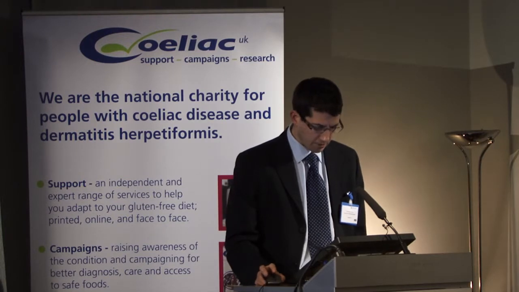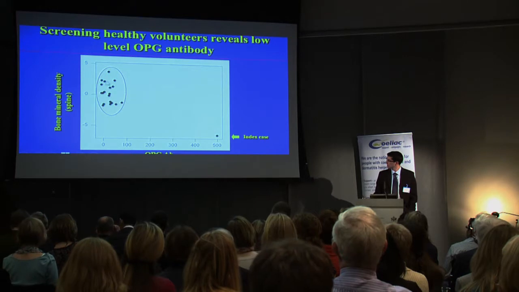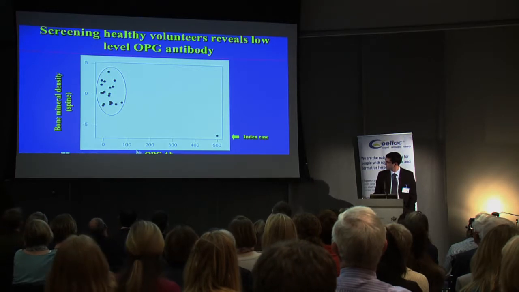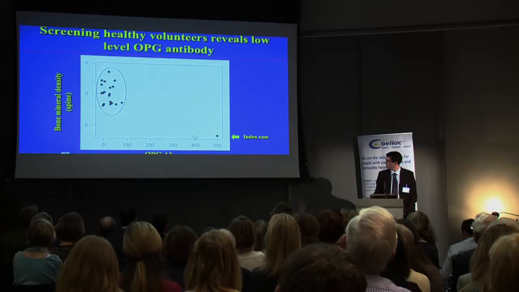And this is how it performs in healthy volunteers. We get this clustering of patients, with OPG antibody along the x-axis here, bone mineral density running up here. So these were healthy volunteers, colleagues from the lab mostly. And they have a reasonably tight clustering at low levels, and our index case is somewhere up here. So we've got a decent dynamic range to work with.